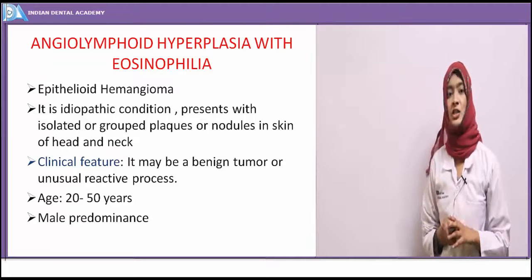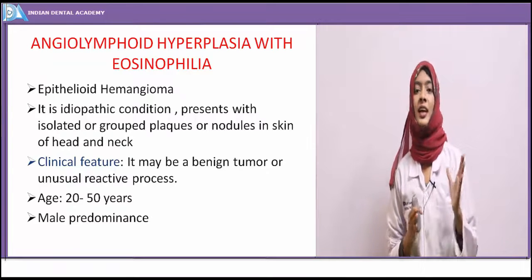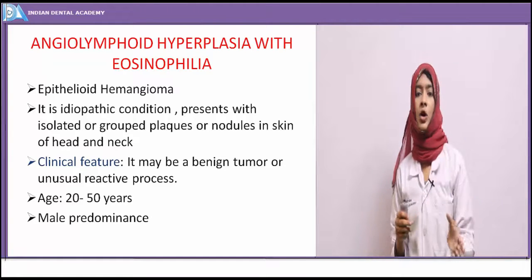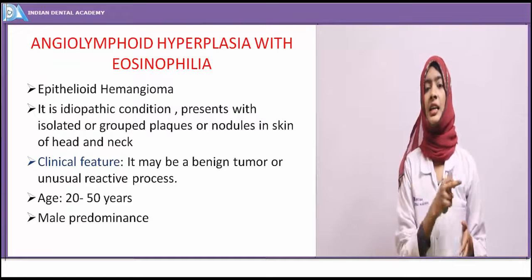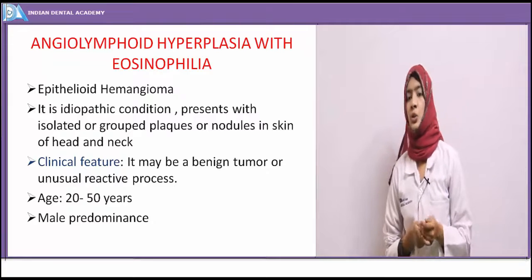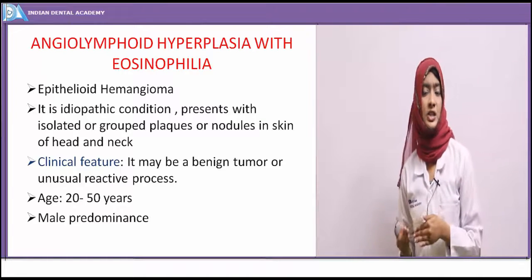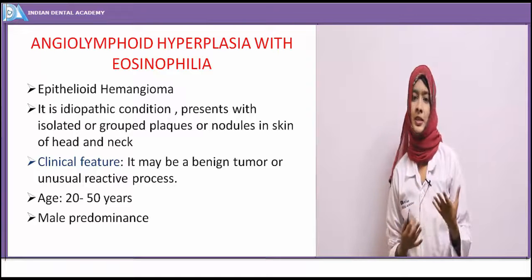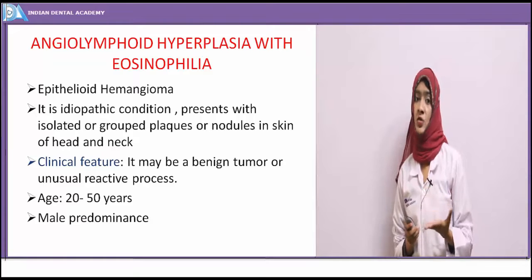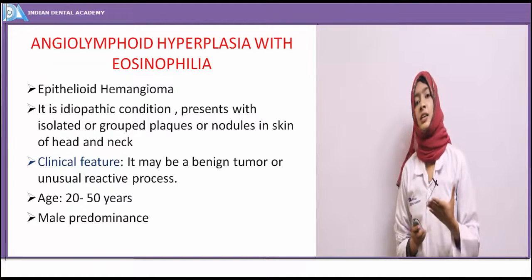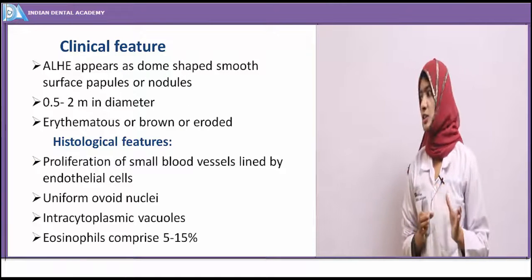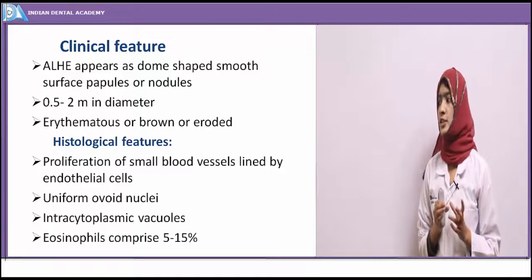Angiolymphoid hyperplasia is characterized by increased proliferation of blood vessels, and along the blood vessels enlarged endothelial cells are seen. That is a characteristic feature here. It presents as a benign tumor, or some authors have attributed it to an unusual reactive process. The age of onset is 20 to 50 years, and increased occurrence in males is seen. Clinically they appear as smooth-surfaced dome-shaped nodules or papules.